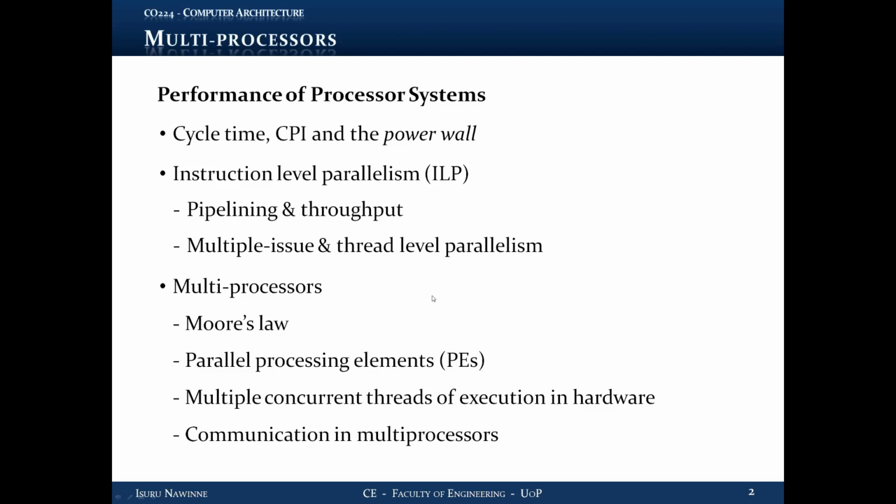But in multiprocessor systems, you actually have several processor cores working at the same time. So you're executing several sequences of instructions at the same time, multiple threads or multiple programs running simultaneously in real time, right? In such systems, we are going to talk about such systems and architectures under this topic.